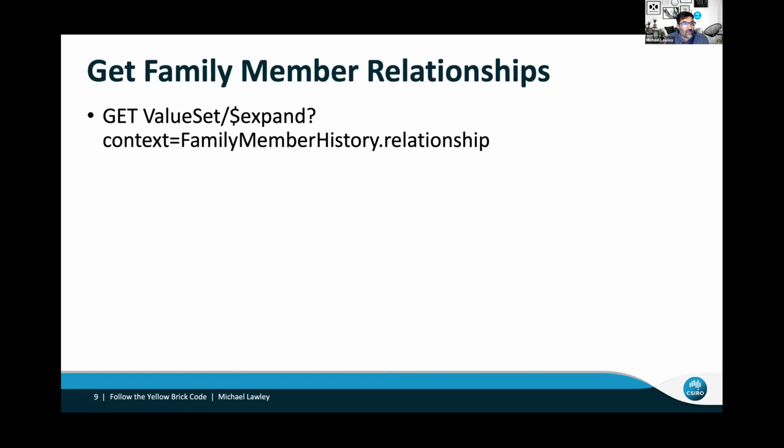The other information that's collected is the family member relationships. And so in this case, we're doing another expand operation. But instead of specifying the value set directly, we may not know what the value set is. So we're using the context parameter to say, use the value set that is bound to this element in the family member history resource. The terminology server knows what value set is bound to that element. And so it can look that up and use that value set.